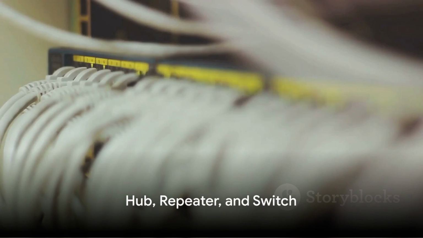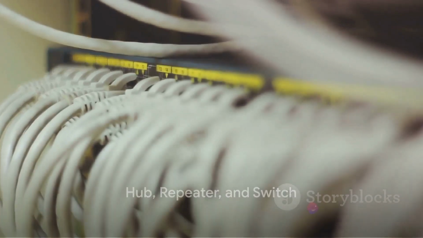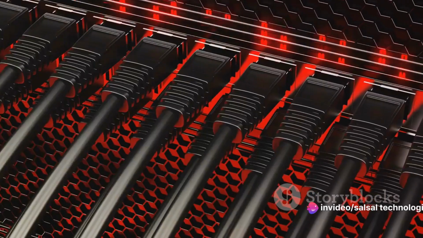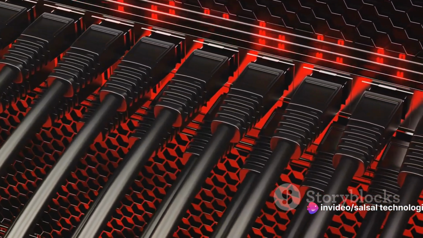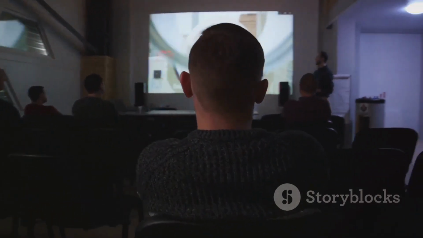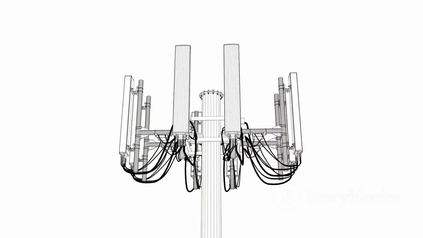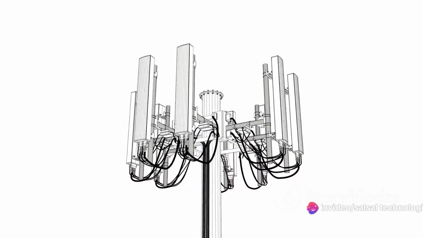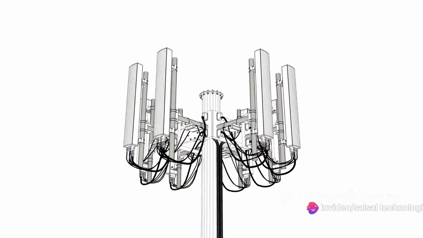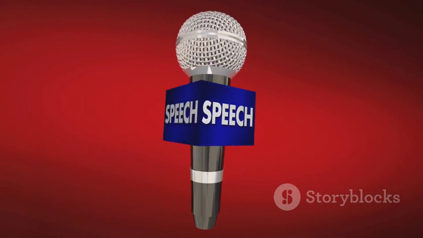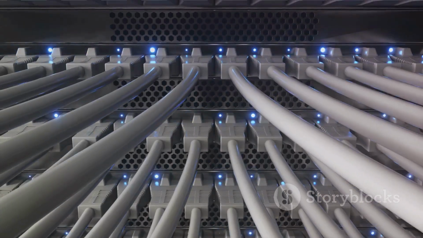Let's now understand the role of hubs, repeaters, and switches in networking. A hub is a simple device that connects multiple devices together and forwards any data it receives to all its ports. It's like a big room where everyone hears everything. A repeater, on the other hand, is a device that amplifies or regenerates the signal to extend the reach of a network. Think of it as a loudspeaker, amplifying the voice so it can be heard at a distance.